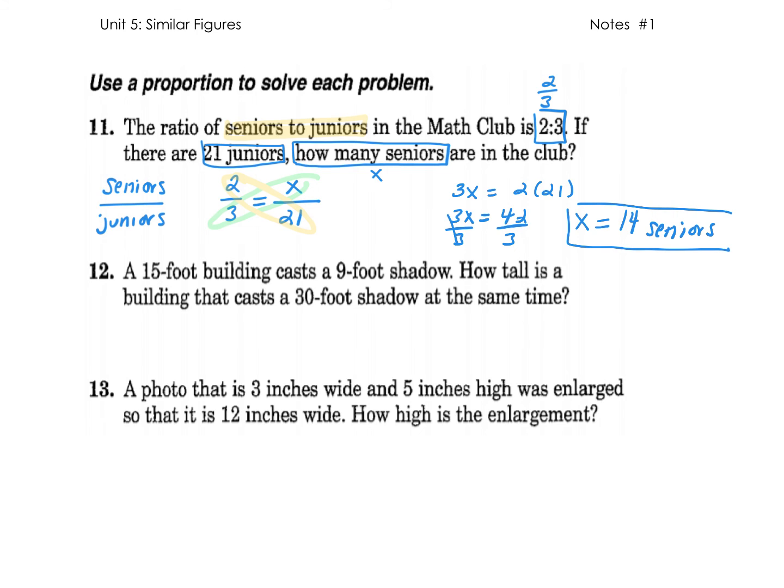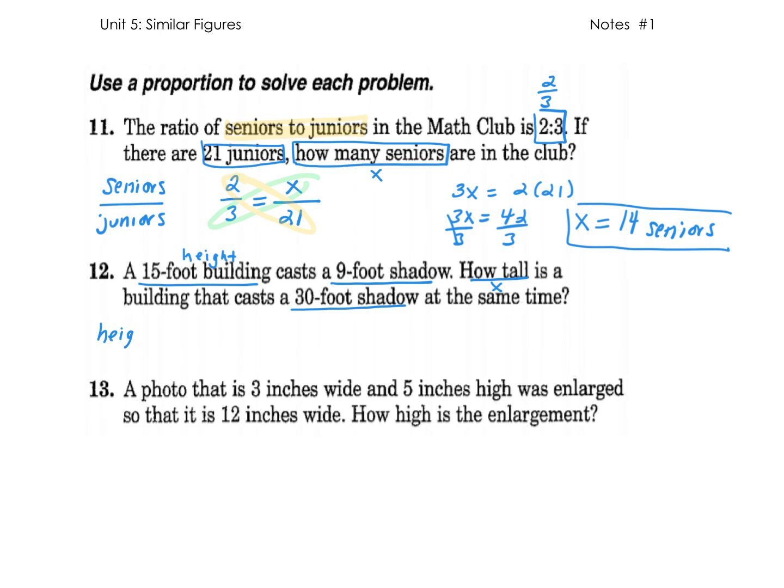All right, number 12, we're comparing the height of a building to its shadow. It says a 15-foot building, that's the height of that building, casts a 9-foot shadow. All right, it says how tall, there's our x, is a building that casts a 30-foot shadow at the same time. So we just want to be consistent in setting up our ratios.